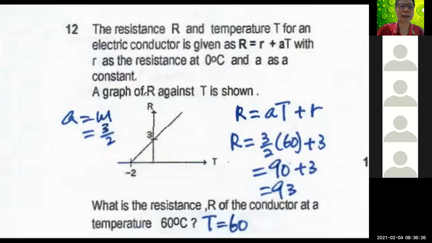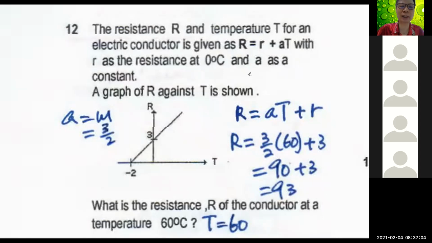Resistance R, this is resistance. Temperature is capital T. This is temperature, this is resistance, for an electric conductor given by the formula. The formula is given already, so we just use the formula. R is the resistance at 0 degrees, and A is a constant. The graph of R against T is already given. What is the resistance R of the conductor when the temperature T is 60? When T is 60, what is the resistance R?